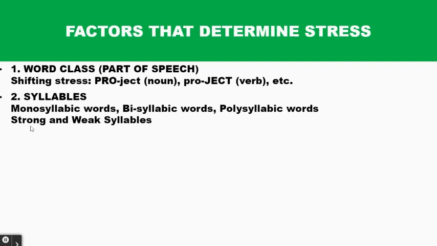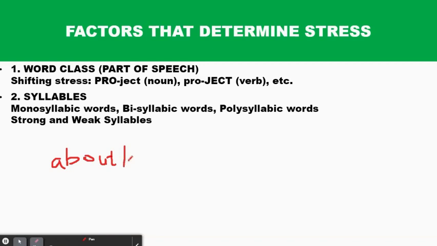Then we also need to understand the difference between strong syllables and weak syllables. Now, what determines a strong syllable is the presence of a vowel. For example, if we look at the word about, it is made up of two syllables, okay? And I just have to transcribe it to show you what I mean by weak and strong syllables.